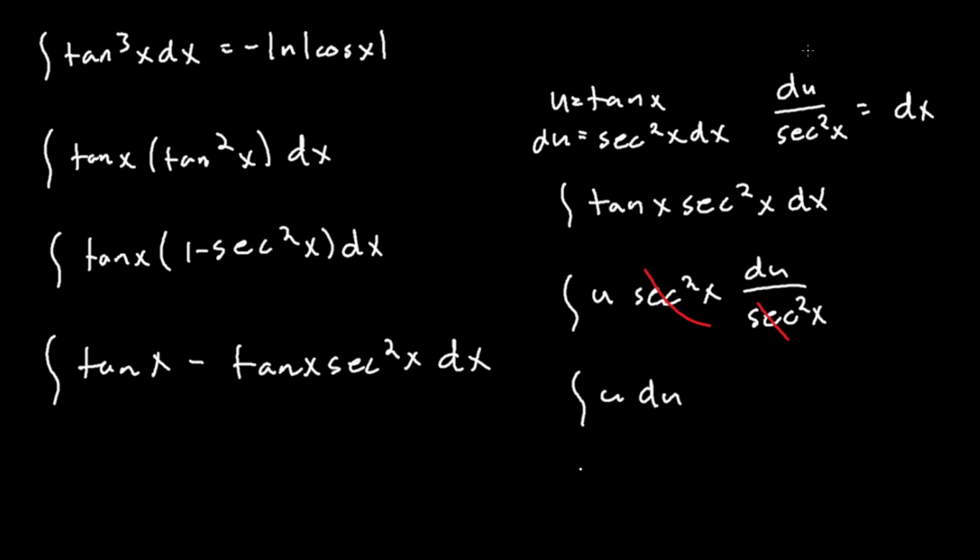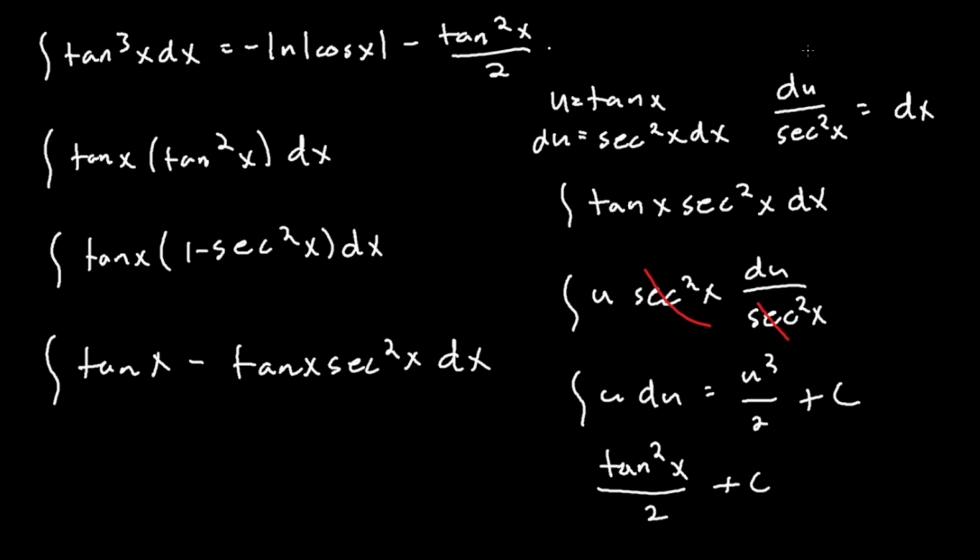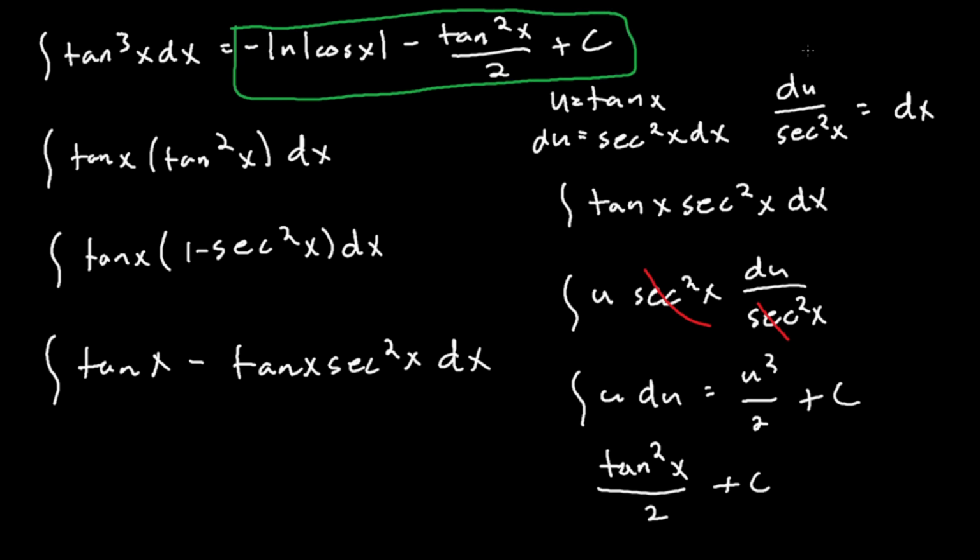Oh, reverse power rule, right? So this is equal to u squared over 2 plus c, of course, but u is equal to tangent. So we have tangent squared over 2 plus c as our integral for tangent x secant squared x. But remember, if we want to put this into your answer, don't forget the negative. So we'll put a negative here, and we get negative tangent squared x over 2 plus c. And this right here is the integral of tangent to the power of 3.